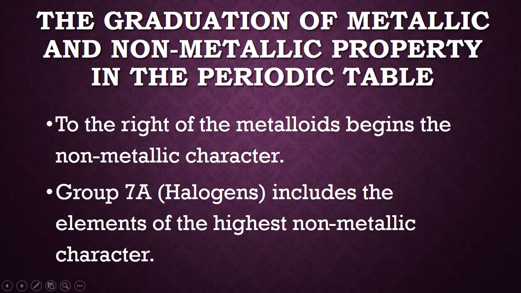To the right of the metalloids begins to appear the non-metallic character until we reach group 7A, the halogens, which include the elements of the highest non-metallic character in the periodic table. And to the right of the halogens, of course, we can find the noble gases.